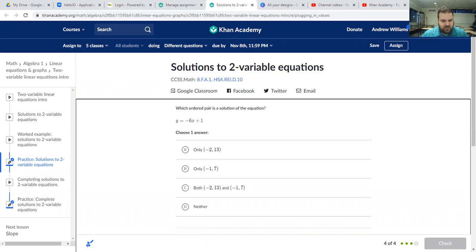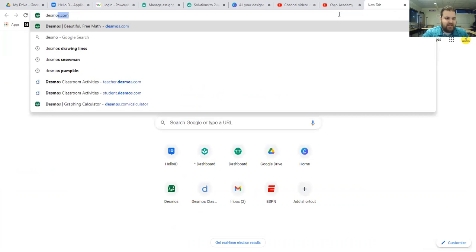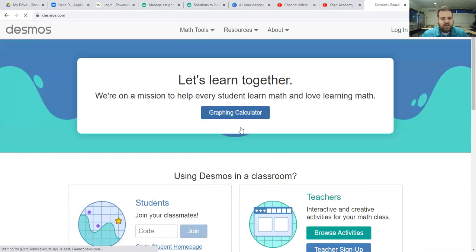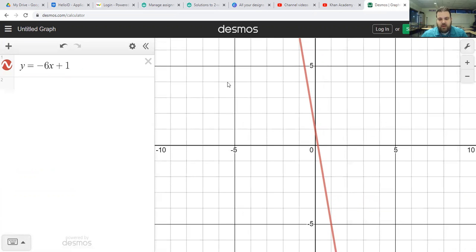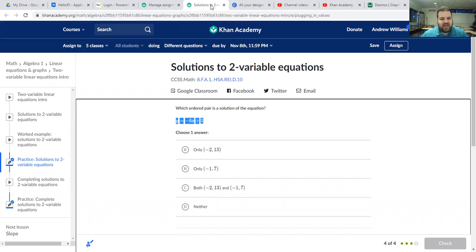So first off, let me just take a look at the graph here with you guys. I like to do it in Desmos just because it's pretty easy and quick. I can easily go over here to Desmos, copy and paste the equation. This is the graph of that equation. This is the graph of that line. As you can see, I'll make it a little thicker there. Okay, it's a negative line, kind of a steep slope. There you go. And what they're saying is which of these two points is a solution?